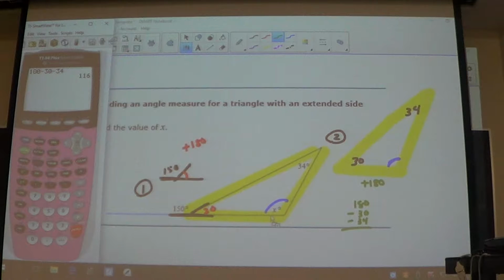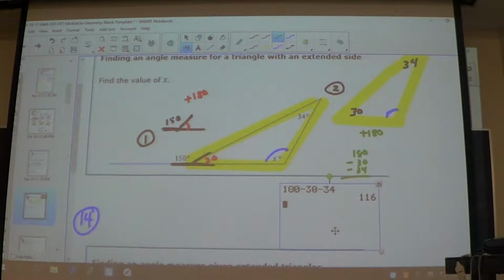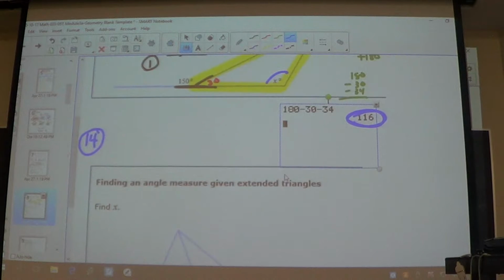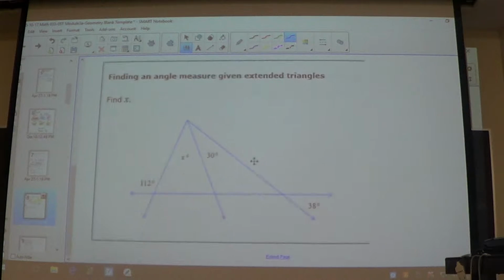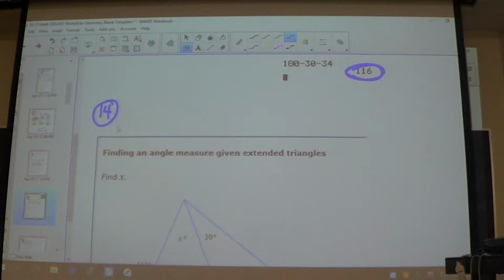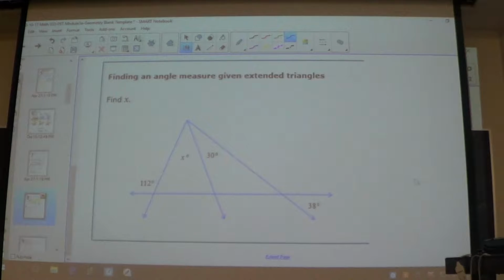So my missing angle is going to be 116. Or you could have just taken 150 minus 34, which would give you the same thing. Right? You just got lucky. We're doing lucky math. Okay. Yeah, you got lucky, but it worked.